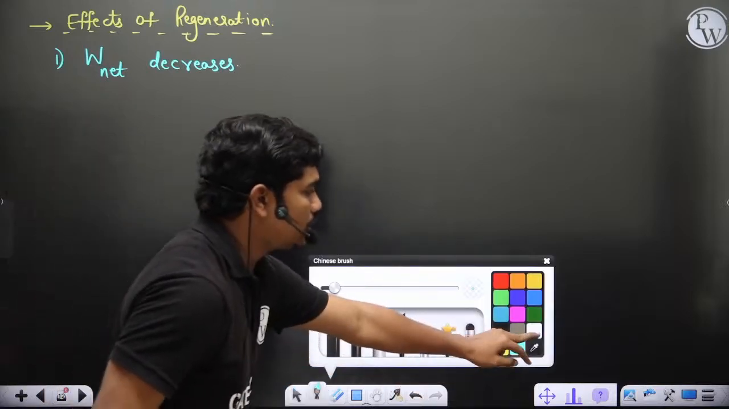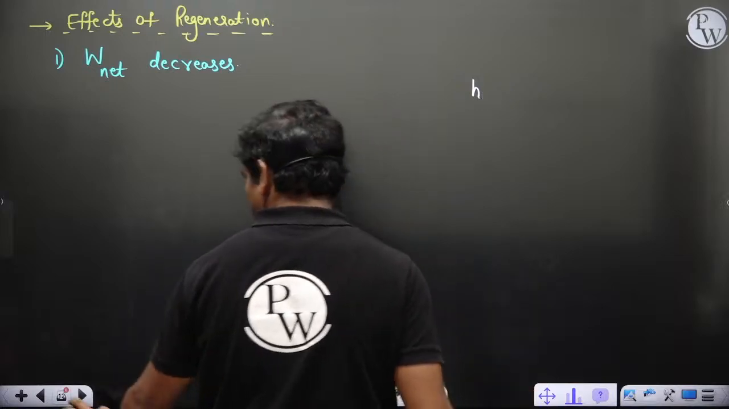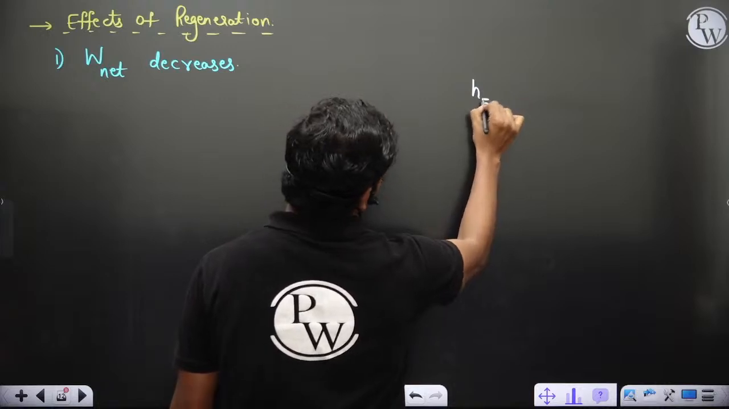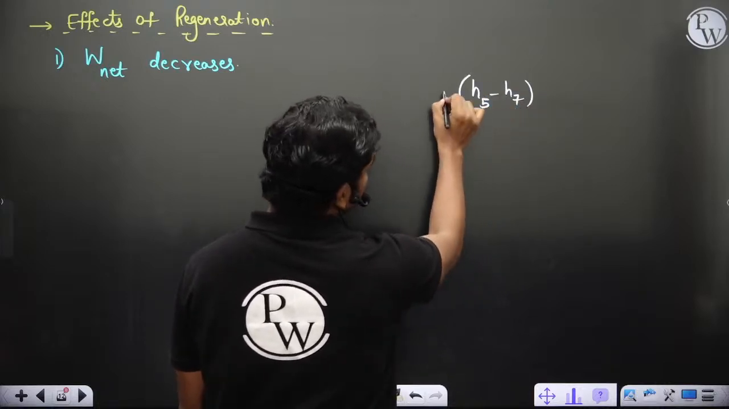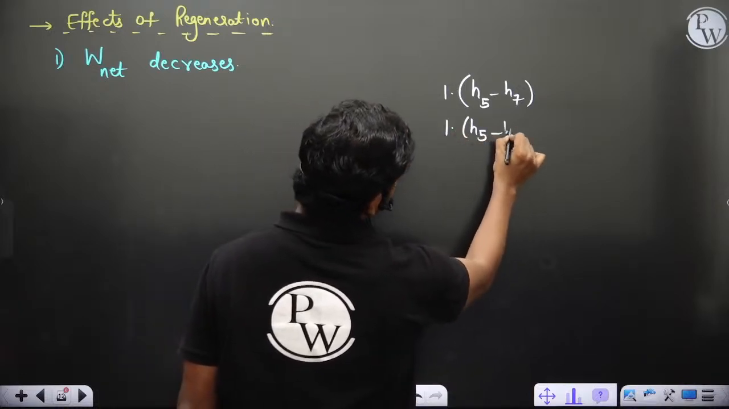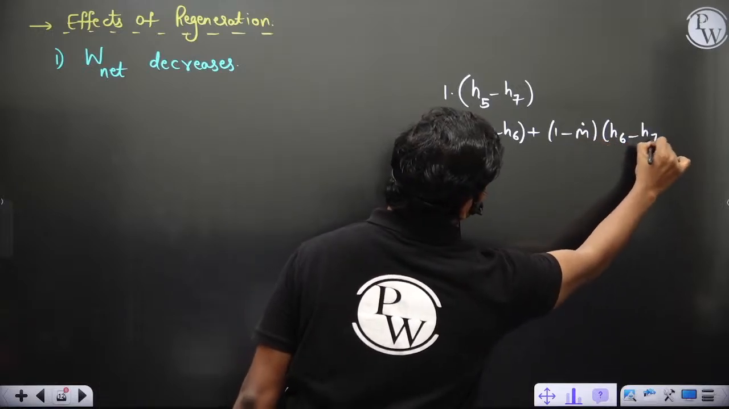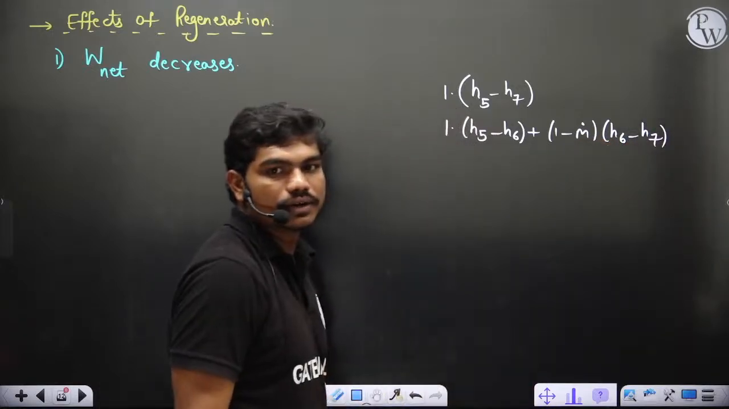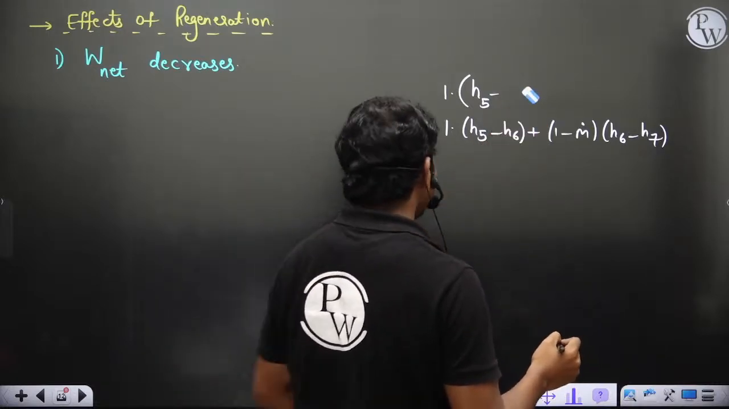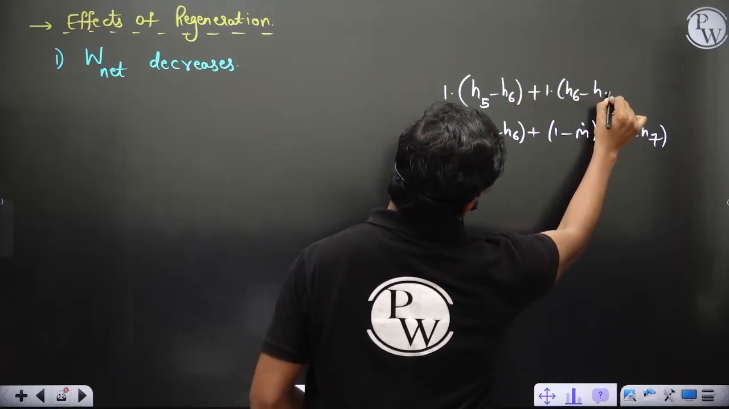If there is no regeneration, the actual work produced would be H5 minus H6. Oh, sorry, H5 minus H7 directly. Okay, so H5 minus H7. This is the work which is produced without regeneration. If you do regeneration, you have H5 minus H6 plus (1 minus m dot) times (H6 minus H7). Of course, even pump works are also there, minus 2 quantities, but if you neglect that, okay. So now if you see this term, I can adjust it as 1 times (H5 minus H6) plus 1 times (H6 minus H7). I can do this, correct?